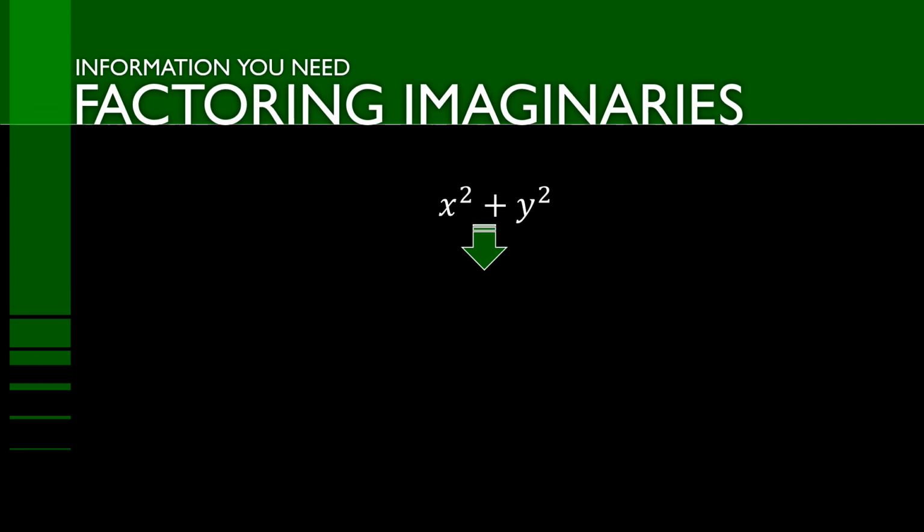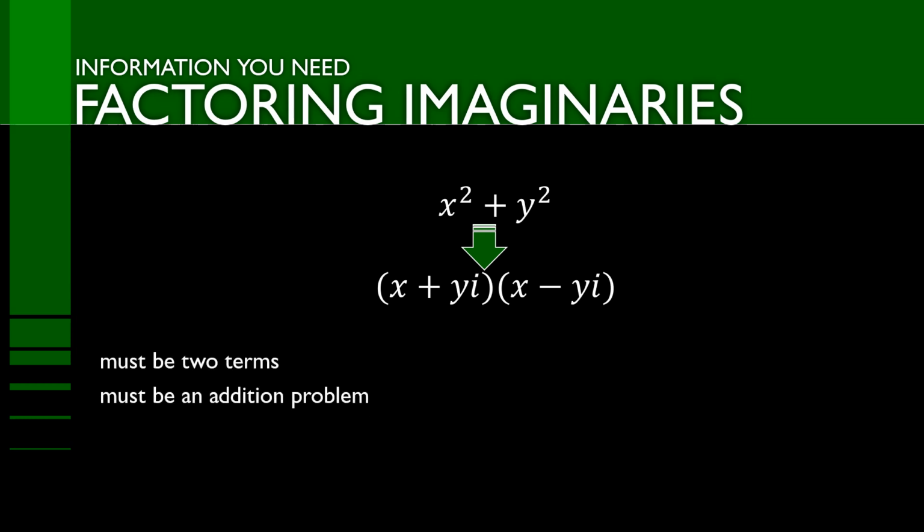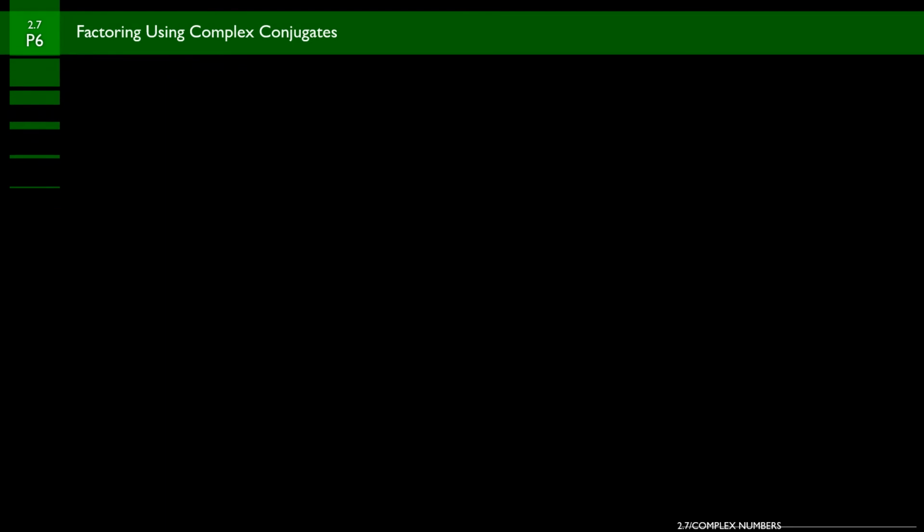Now the format that you're going to have for imaginary numbers in their factor form is going to be x plus yi times x minus yi. So again, it's got to be 2 terms, it's got to be an addition problem, and you're going to have opposite signs in your factors. So now we're going to take that and we're going to test it.